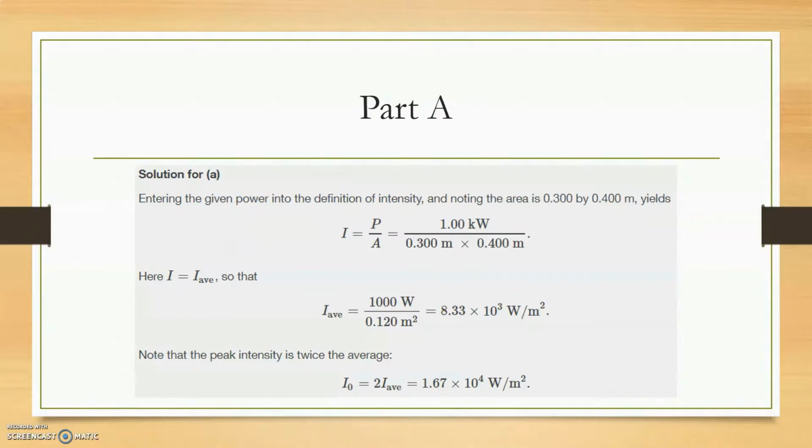So we can use for the first part our understanding of what intensity is, which is power over an area, and just use what we have here, 1 kilowatt over 0.3 by 0.4 meters, and you get an intensity of 8.33 times 10 to the third watts per meter squared. So it also has a note here that peak intensity is twice the average. So you can just take that average and multiply it times 2 and get the peak intensity.